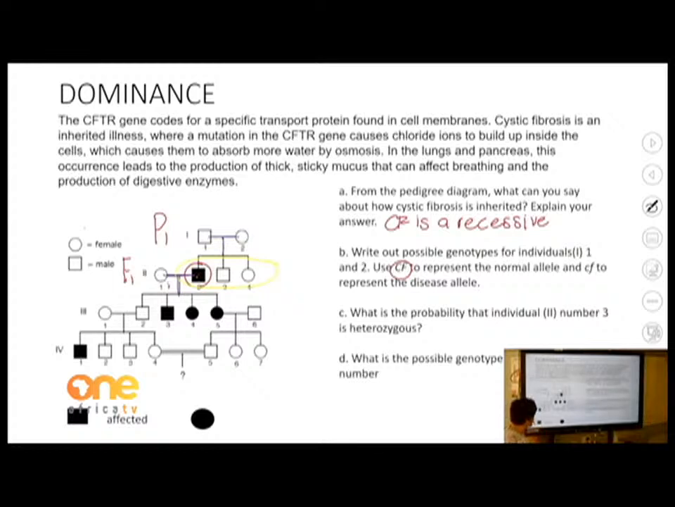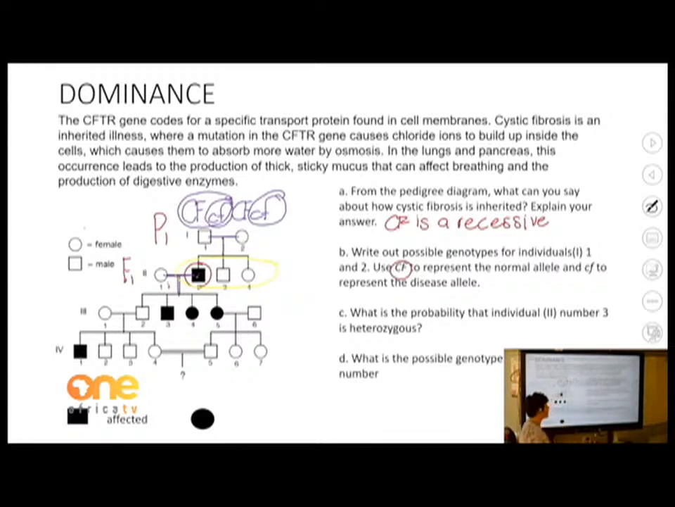Write out possible genotypes for individuals 1 and 2. So, because there is a small cf, both must contain a small cf. Here they use the cf. We normally use only one letter, but I think there it's capital and small, because that one did inherit a small.